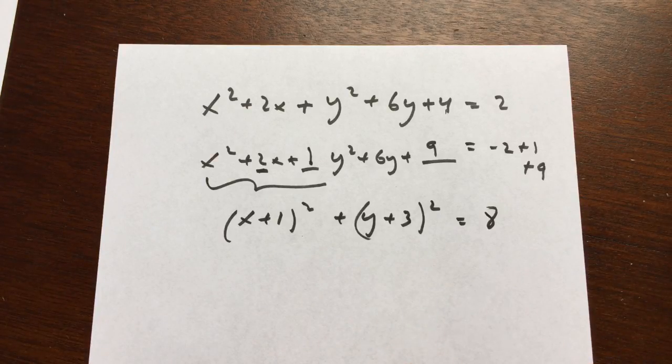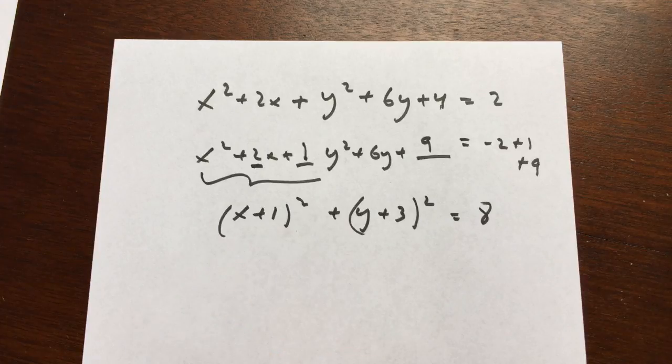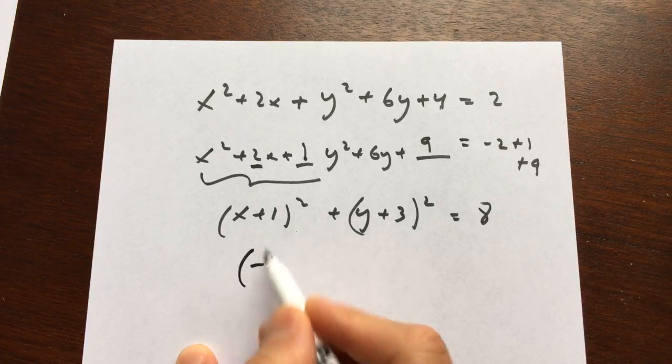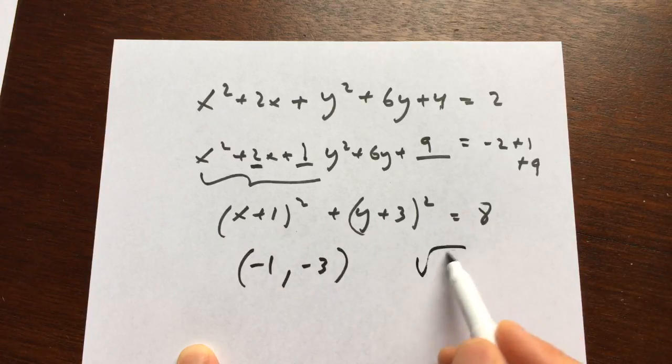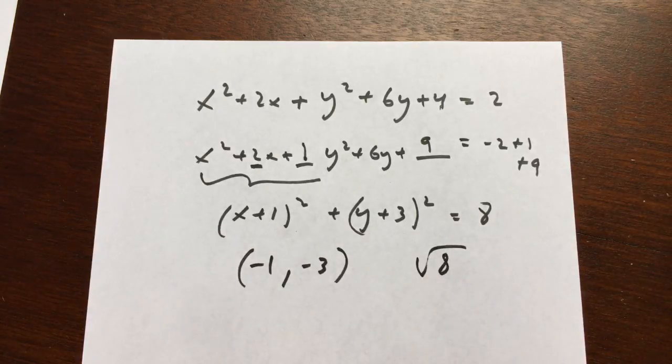So I talk about completing the square in the courses. You can check that out if you want to learn more about the completing the square process. We do a bunch of examples. But here you can see the center is going to be at (-1, -3), and the radius is going to be the square root of 8. And you can simplify that down.